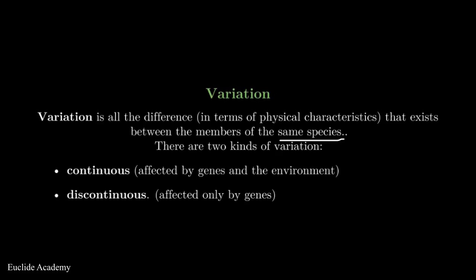And then we've got the discontinuous variation. These are pretty straightforward and critical differences. They are affected only by genes, and the environment is not in the equation here. Only the genes affect these physical characteristics. So variation is of two types: continuous variation and discontinuous variation. Continuous variation is affected by genes and the environment. Discontinuous is only affected by the genes.